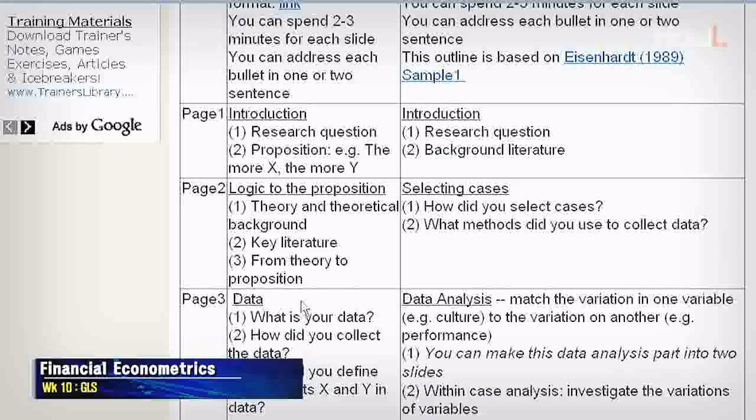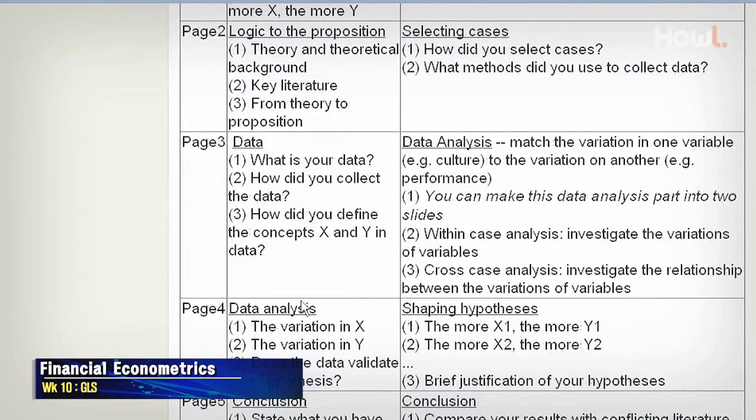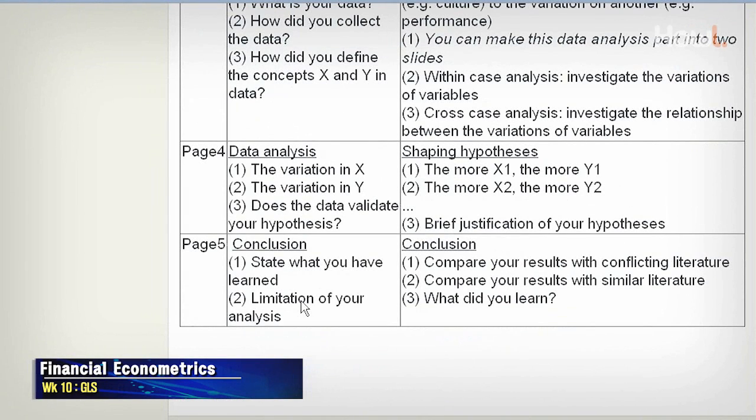And then basically you have to test it. So, what is your data? How did you collect the data? How did you define the concepts X and Y in the data? Slide 3 is about data. Slide number 4 is data analysis. Basically you want to match variation in X and variation in Y, and explain whether the data validate your hypothesis or not. Page 5, conclusion, says what you have learned and the limitations of your analysis.